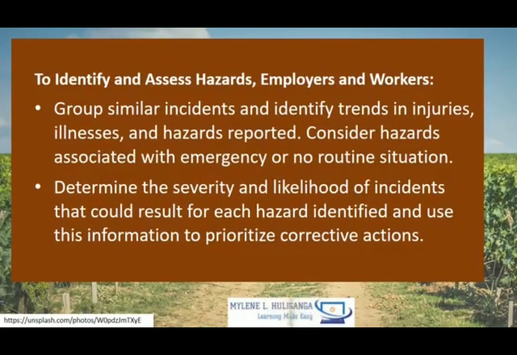Group similar incidents and identify trends in injuries, illnesses, and hazards reported. Consider hazards associated with emergency or non-routine situations, and determine the severity and likelihood of incidents that could result for each hazard identified, and use this information to prioritize corrective actions.